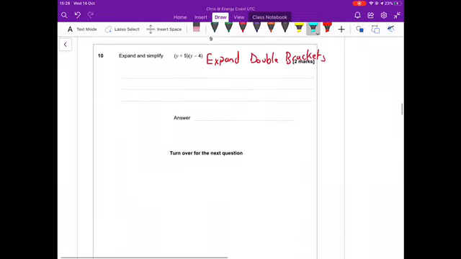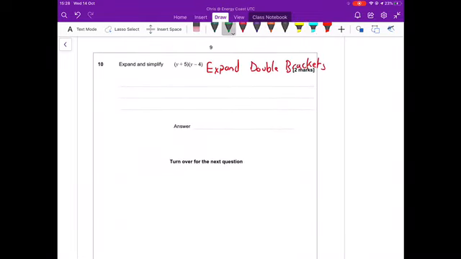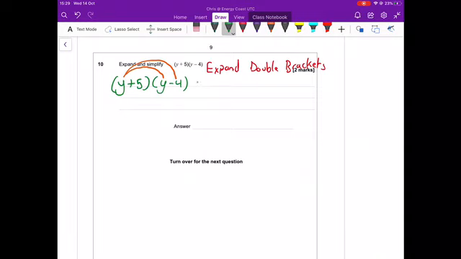Question 7. Expand and simplify. So my class has done this fairly recently. I'm just going to write it a bit bigger over here, because I haven't got much space there. Y plus 5 times y minus 4, okay? And what we do is we multiply everything in the left by everything in the right. So the first thing I'm going to do is y times y, and then y times minus 4, okay?